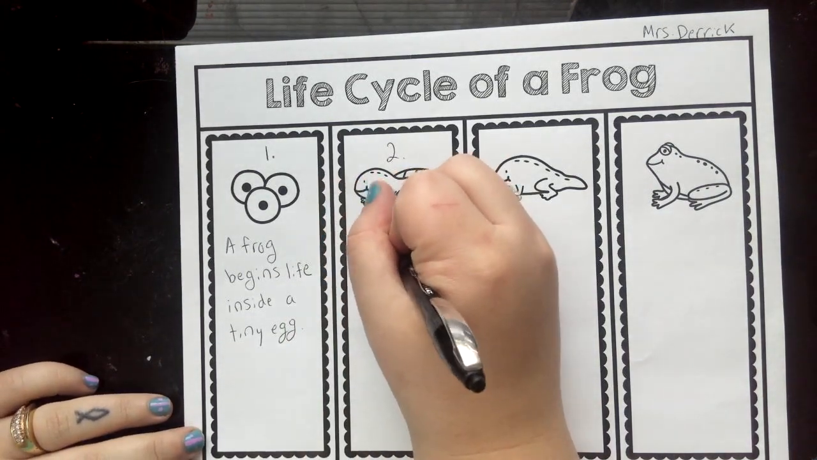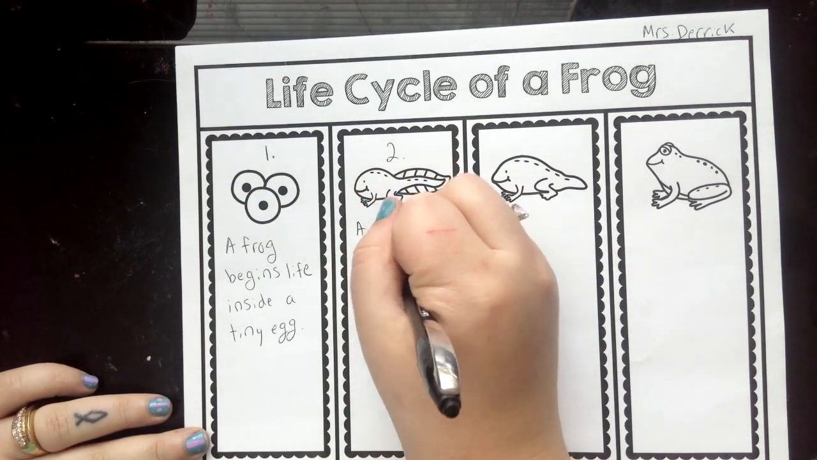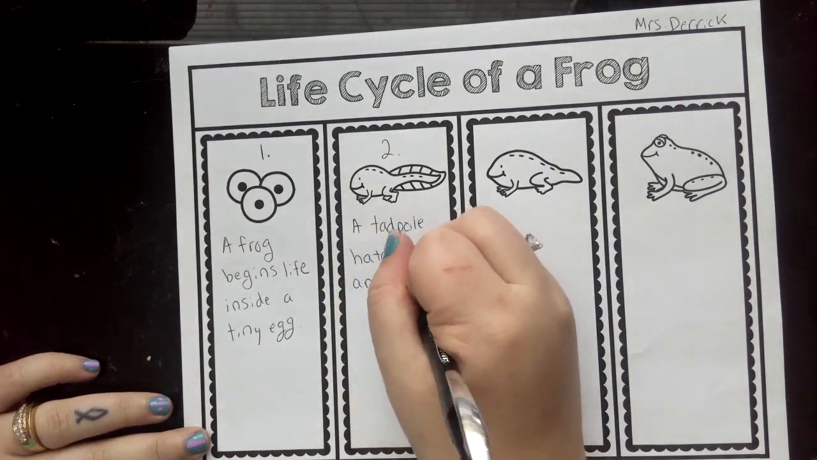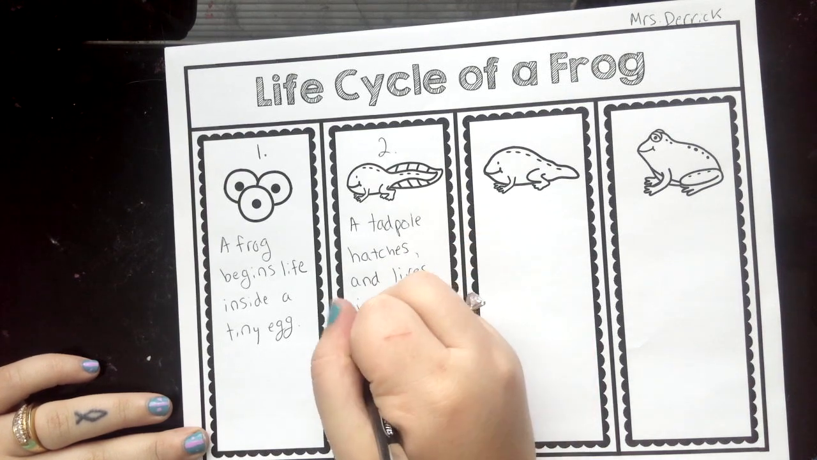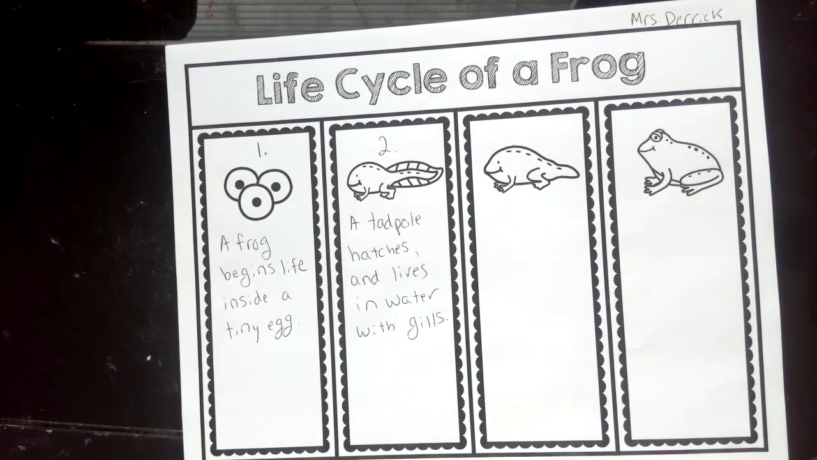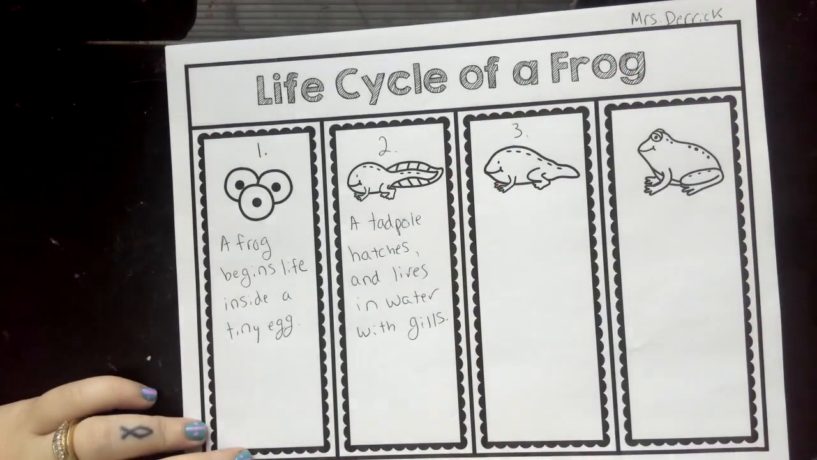A tadpole hatches and lives in water with gills. So it has gills, which means it takes in the water. It gets its oxygen from the water that it breathes, kind of like a fish. Then we have our froglet, which is step 3.